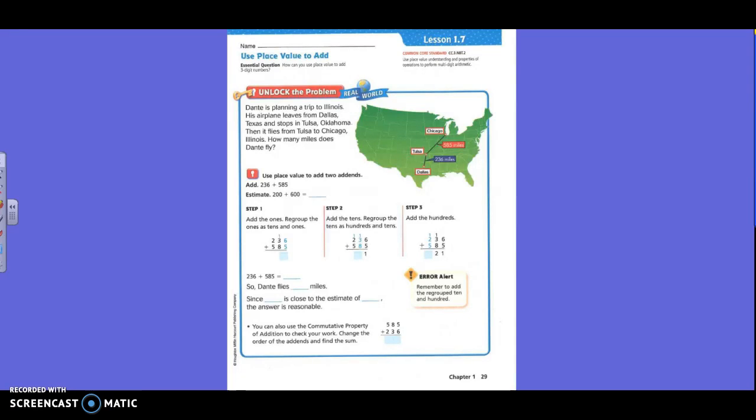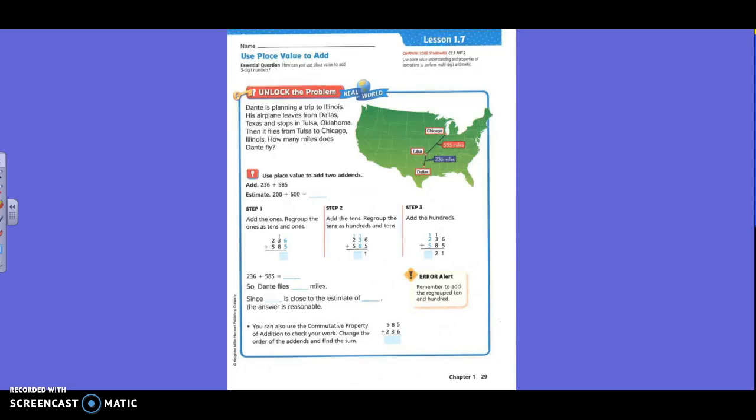Please read the problem. Dante is planning a trip to Illinois. His airplane leaves from Dallas, Texas, and stops in Tulsa, Oklahoma. Then it flies from Tulsa to Chicago, Illinois. How many miles does it fly?